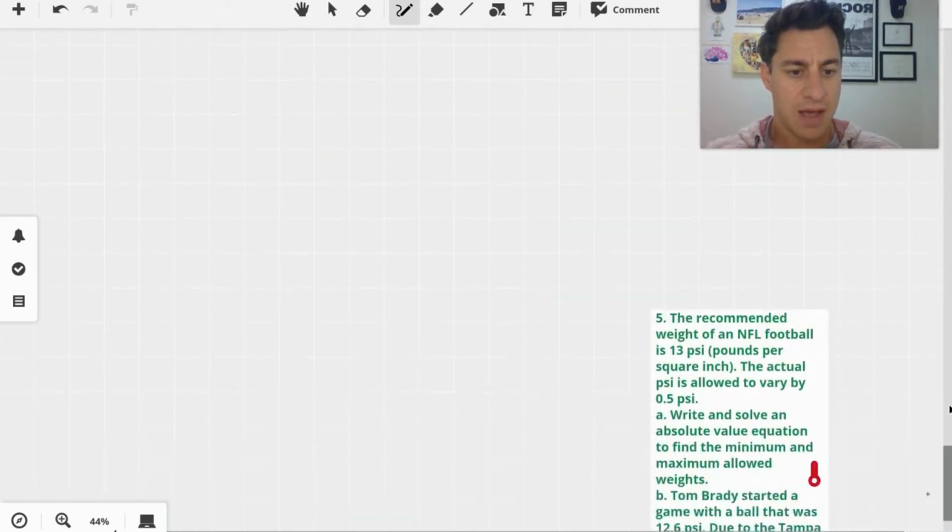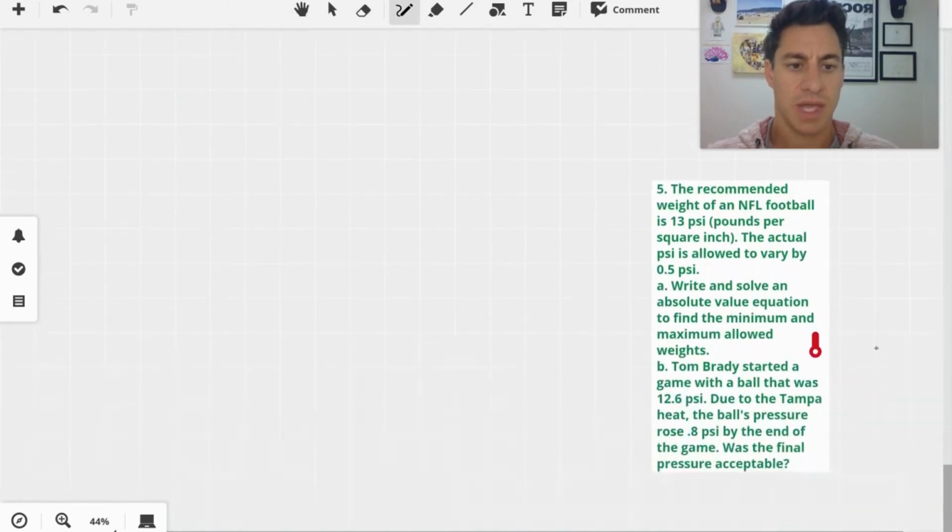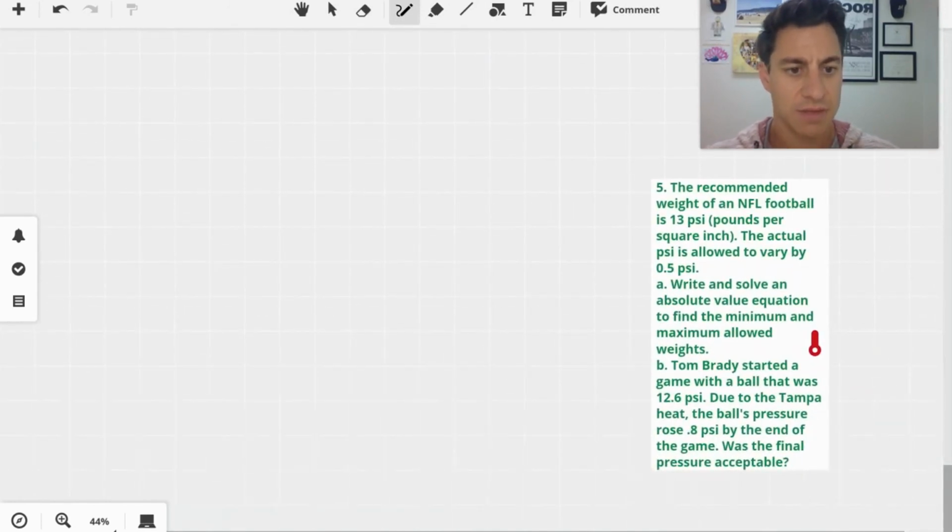Number 5. Ooh, scandalous. Deflategate scandals. Tom Brady is the GOAT. That's the bottom line. And that's coming from someone from the New York, New Jersey area. But he's just that good. Got to give it up to him.